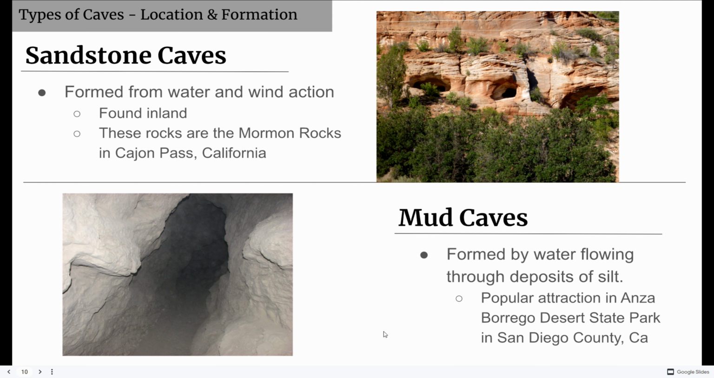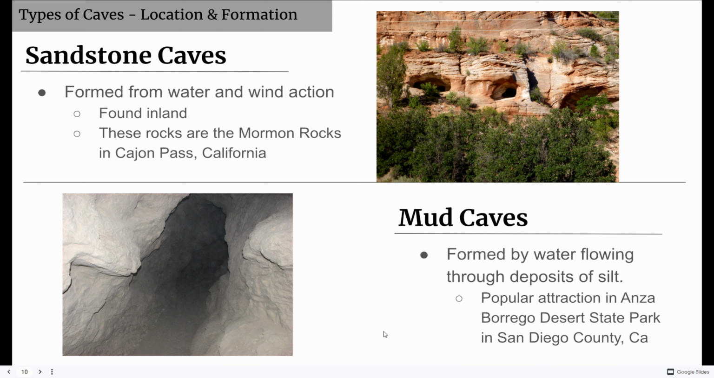The bottom here is a mud cave, and it is kind of what it sounds like. It is hard mud, solidified mud. This is the kind you would have to take a pickaxe to. You wouldn't be able to dig in it. But you have water that flows through these silt deposits. The silt causes this mud to solidify. The water flows through, dissolves it away, removes some of it, and you get these caves.